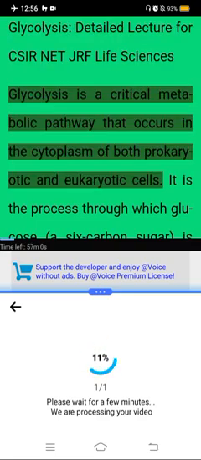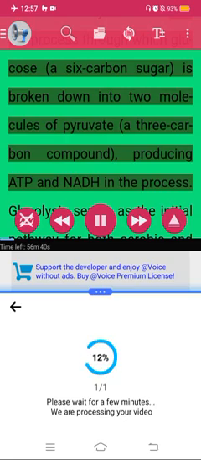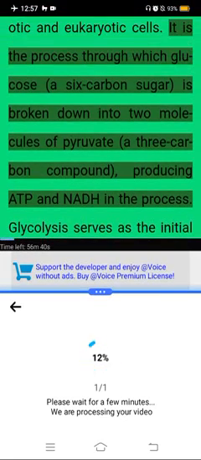Glycolysis is a critical metabolic pathway that occurs in the cytoplasm of both prokaryotic and eukaryotic cells. It is the process through which glucose, a 6-carbon sugar, is broken down into 2 molecules of pyruvate, a 3-carbon compound, producing ATP and NADH in the process.